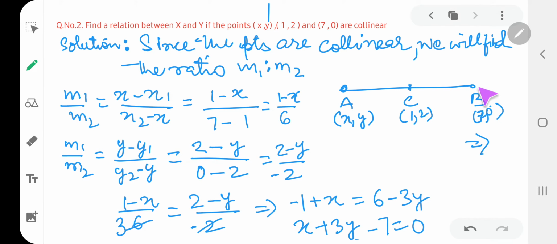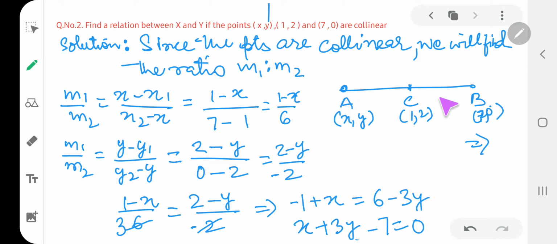In the next question we are asked to find the relation between x and y if the points (x, y), (1, 2) and (7, 0) are collinear. So children, here we are given that these 3 points are collinear, and we need to find the relation between x and y.